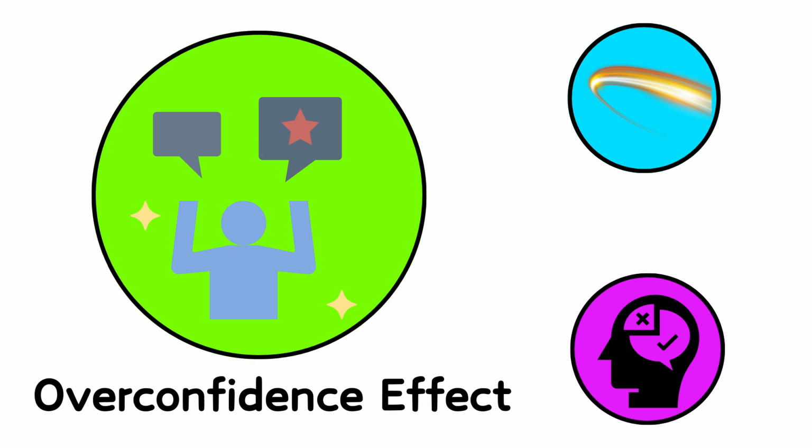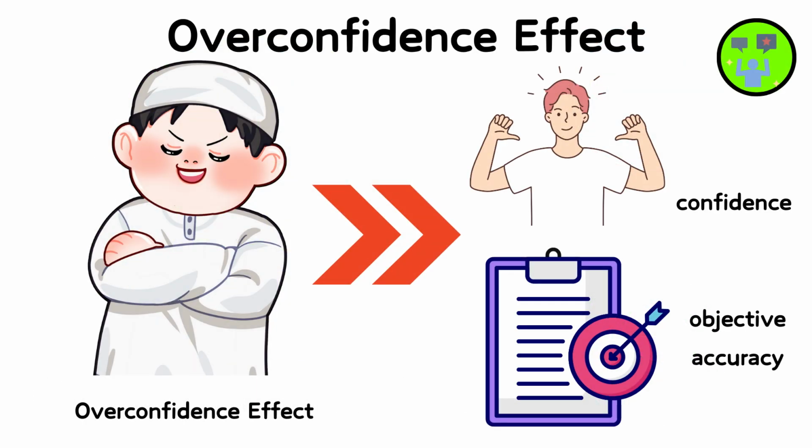Overconfidence effect. The overconfidence effect is a well-established bias where an individual's subjective confidence in their judgments is greater than their objective accuracy. This effect is often seen in people's confidence in their knowledge, skills, or control over situations.